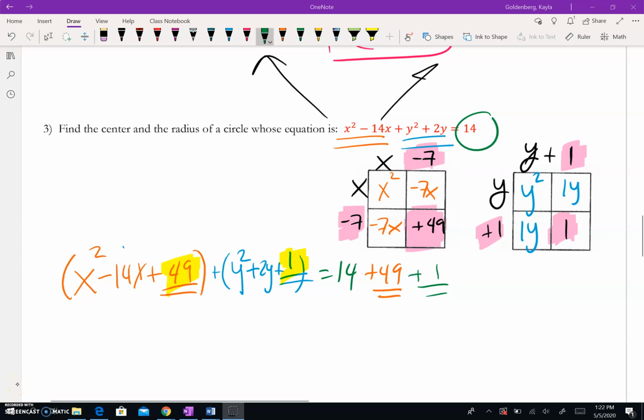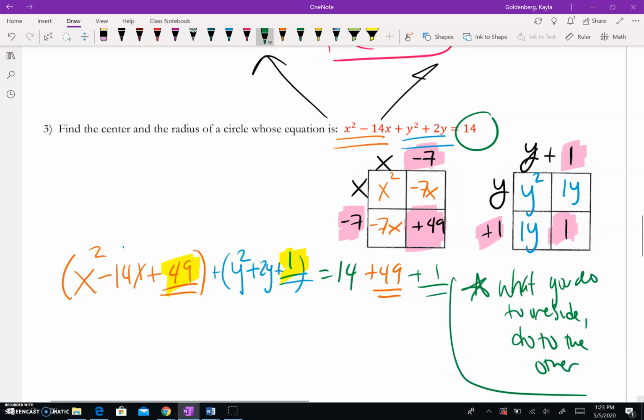Okay, so last time we left off, we had that new step where we had to recall that what you do to one side, you do to the other. So what you do to one side, do to the other, right? That's just keeping your equations balanced.